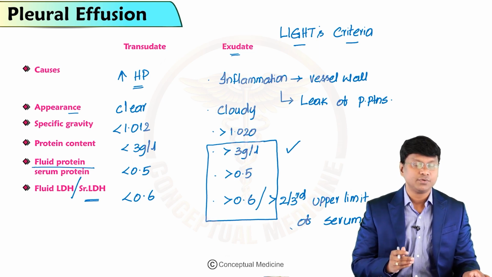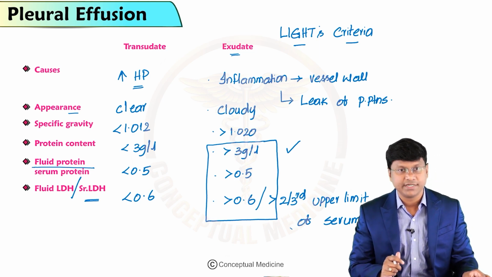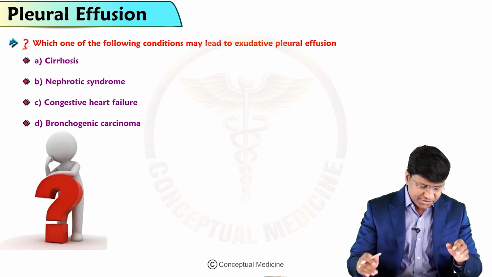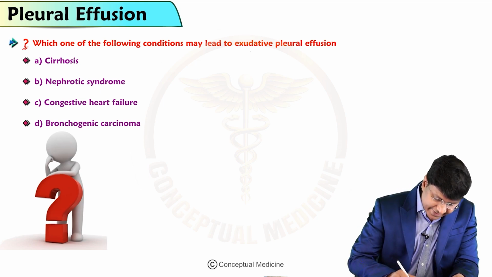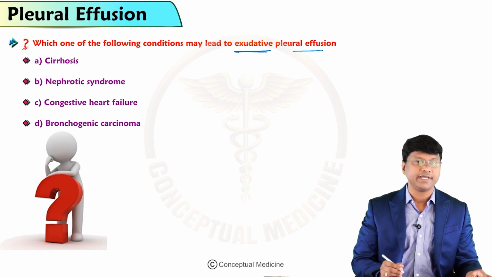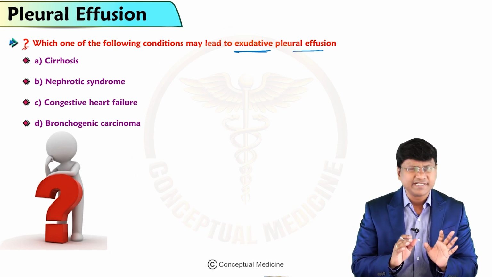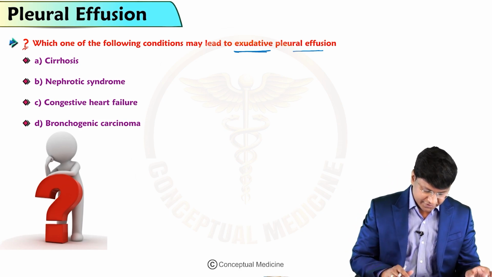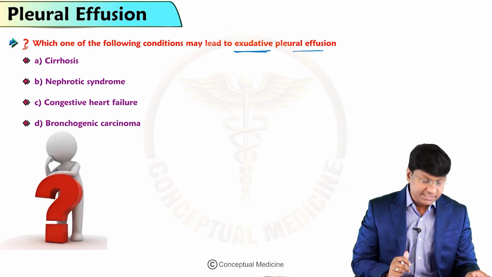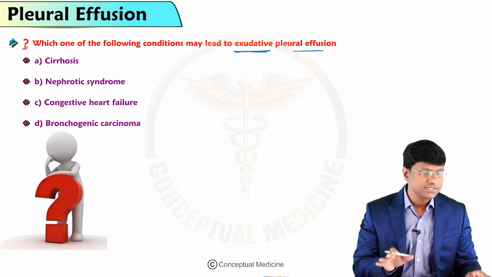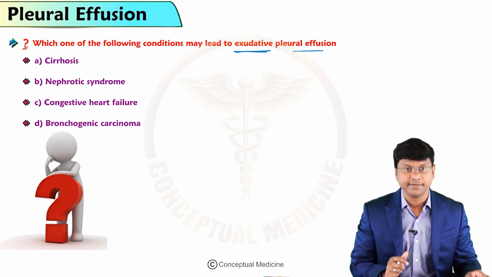Now, having discussed the differences between transudative and exudative, let me discuss the etiology of pleural effusion. So the question is, which of the following conditions may lead to exudative pleural effusion? The options are cirrhosis, nephrotic syndrome, congestive heart failure, bronchogenic carcinoma, right? So first I'll discuss the etiologies and then come back to this question again.